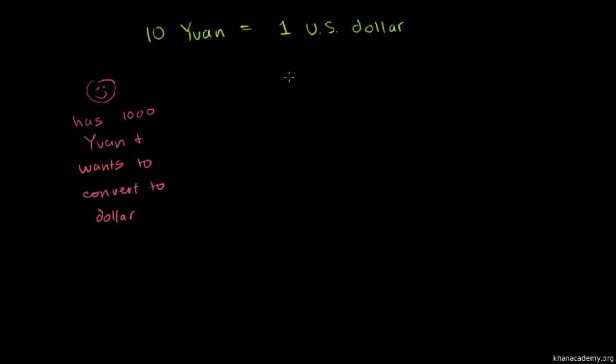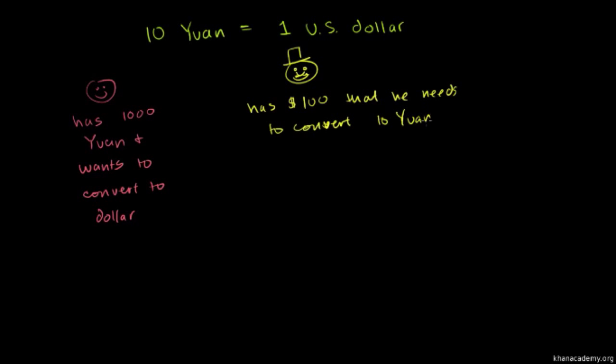Let's say that this person right here has $100 that he needs to convert to yuan. Maybe he wants to buy some Chinese goods. Maybe he's a Chinese factory owner who sold his goods in the US for $100, and now he needs to convert it back to yuan to pay his employees or pay his own mortgage or who knows what. And let's say that there's another person. She also has $100 that needs to be converted into yuan.